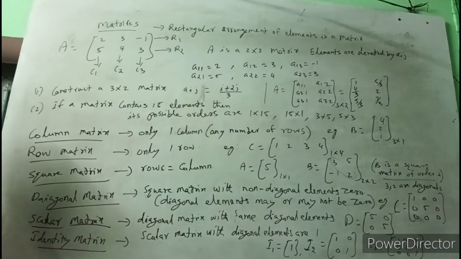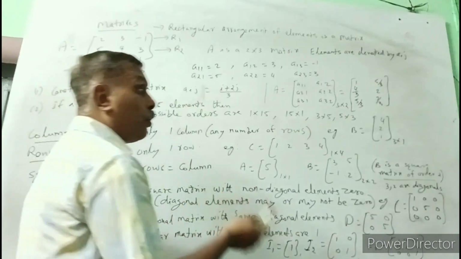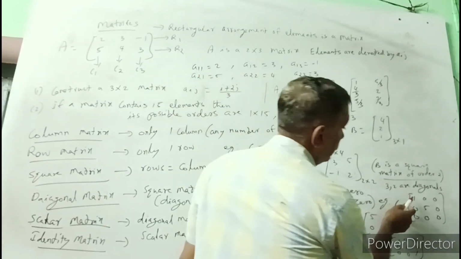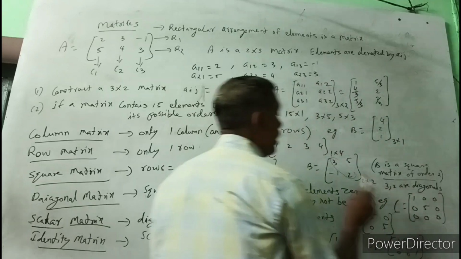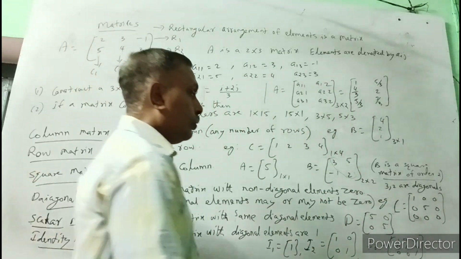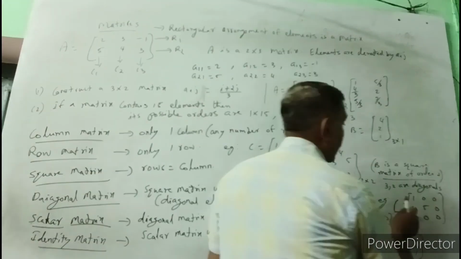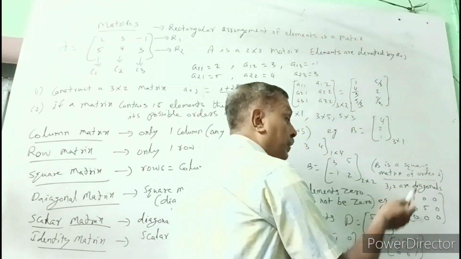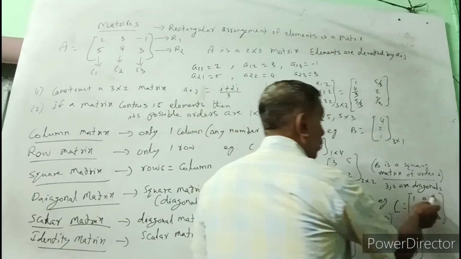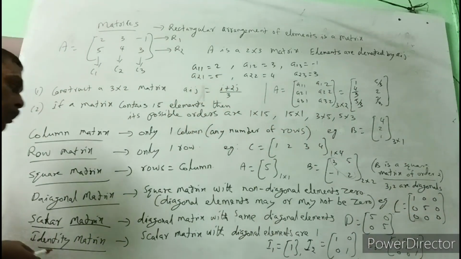The next definition is diagonal matrix. What is a diagonal matrix? A diagonal matrix must be a square matrix in which all the non-diagonal elements, meaning elements other than the diagonal elements, must be 0. These are the diagonal elements. So a diagonal matrix must be a square matrix; that is compulsory. The diagonal elements may or may not be 0, they can be anything. But all the non-diagonal elements must be 0.